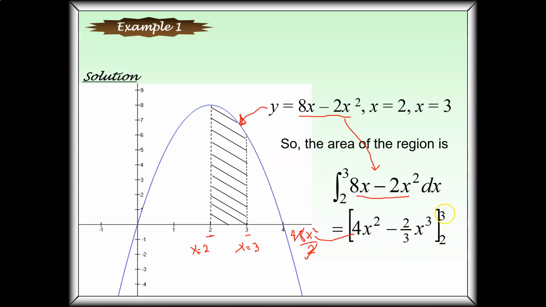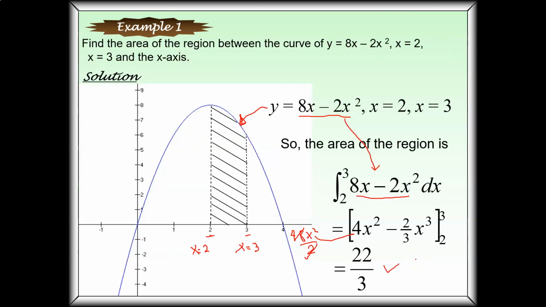You're going to substitute this whole thing with 3 and 2. First you substitute the x value with 3 and then the x with 2. So just subtract them, the bigger minus the smaller. You get the answer as 22 over 3. Actually, you can write it down as 22 over 3 for the area. Usually it would be in centimeter square, because area always has a square unit, like centimeter square.